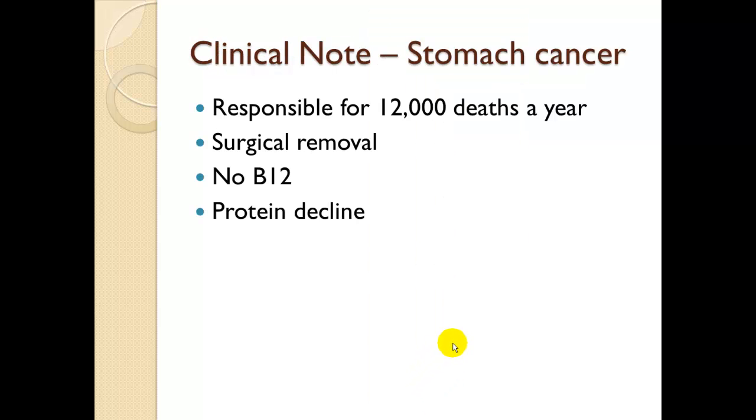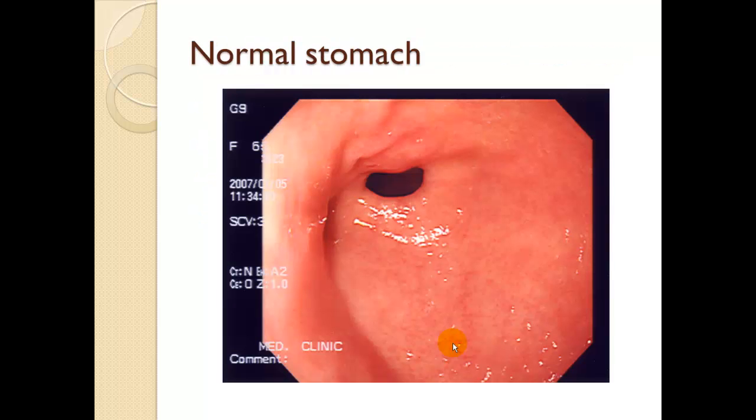Clinical notes: stomach cancer, responsible for about 12,000 deaths a year. Surgical removal is probably the best choice. If you do not have the intrinsic factor from the chief cells and the parietal cells in the stomach, your protein intake declines, and you do not have the ability to absorb B12.